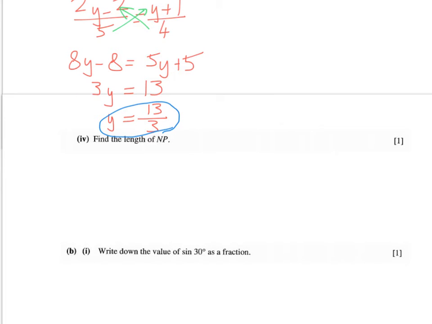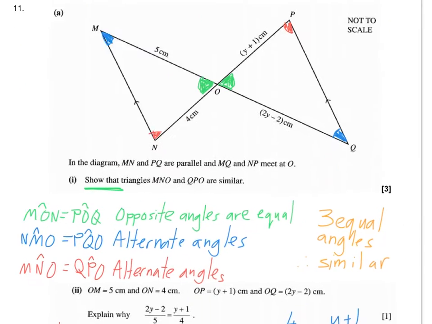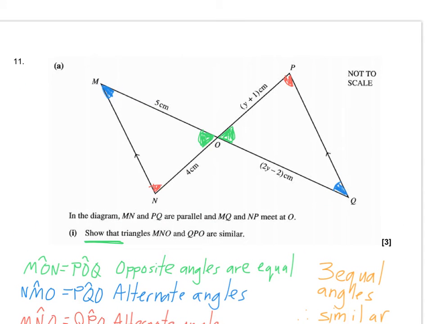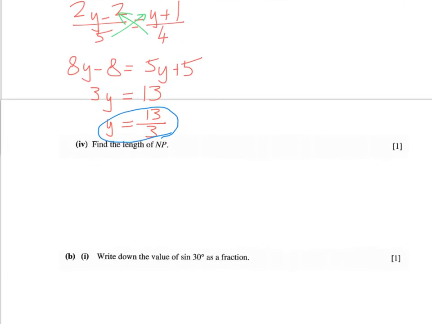For example, the length of NP. So just traipse all the way back up to the top here. NP is this length here from one corner to the other, so it's 4 centimetres, then a y plus 1. 4 centimetres plus a y plus a 1. There we go, so I can substitute what I know y is into there and combine the other terms.